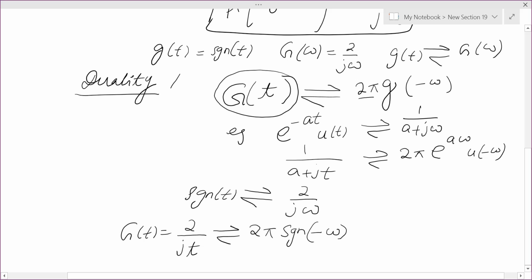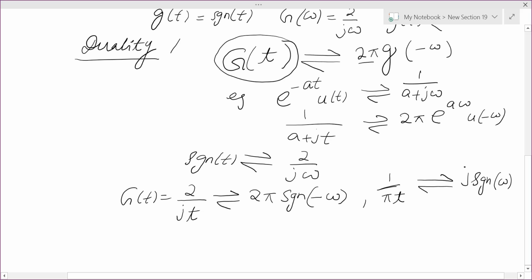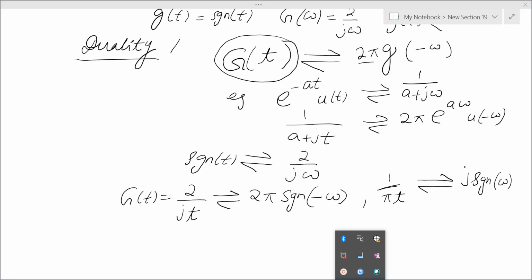Or in other words, 1 over pi t, its Fourier transform pair is j signum of omega, because signum of minus omega is the same as signum of omega.